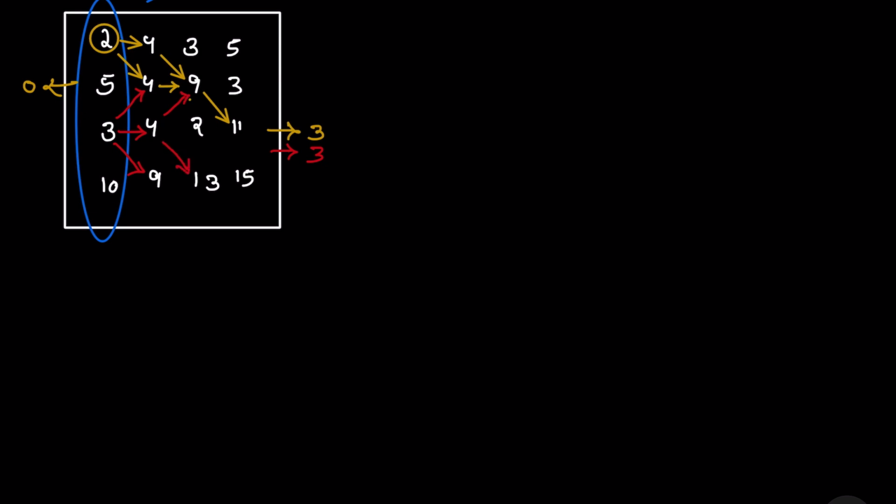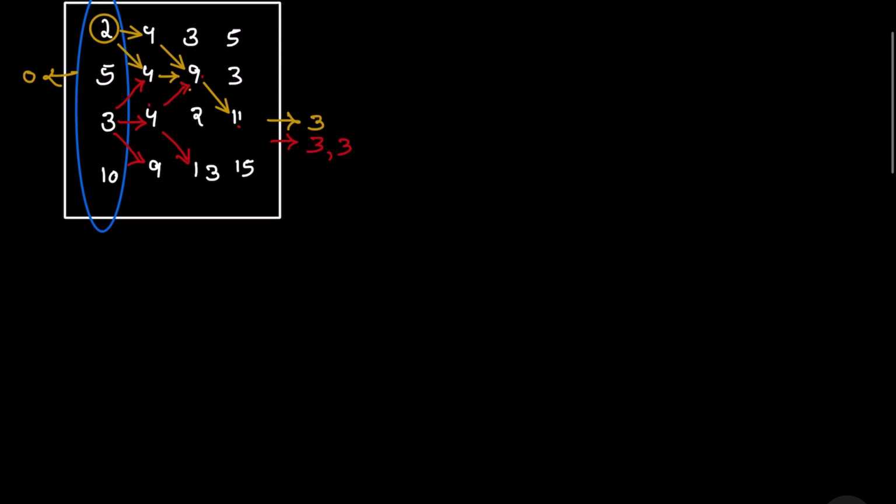From 4 to 2, we definitely cannot go because 2 is less than 4. From 9, again I'll move to 11. So how many nodes are there in this path? If you track this path, 3, 4, 9, 11. This is first, this is second, this is third. Again, it will give you 3. Let's see this one. You go to 4 to 13.